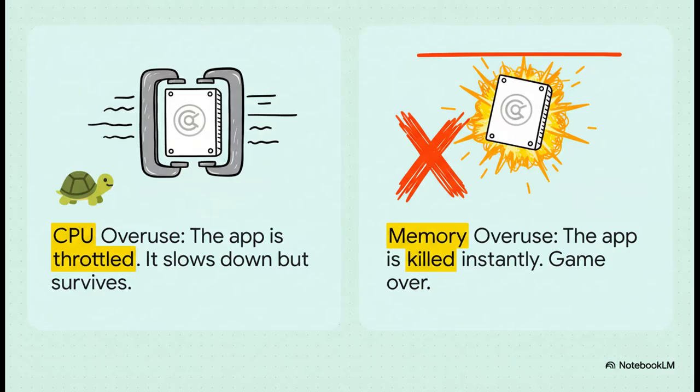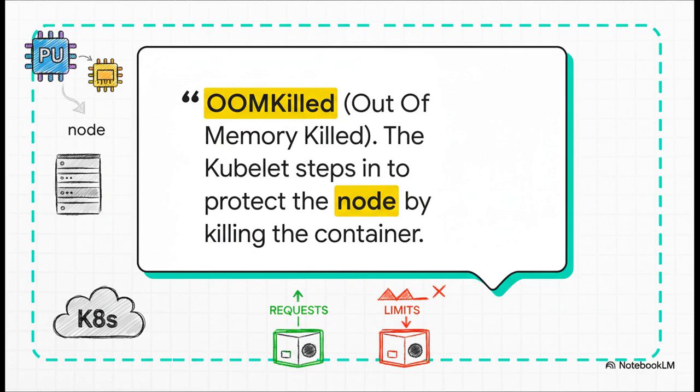So if your app tries to use more CPU than its limit, Kubernetes throttles it. It basically puts on the brakes, slowing your app down, but keeping it alive. It survives. Memory, though, memory's a whole different story. If your application tries to use even one single byte more memory than its limit, it's killed. Instantly. No warning, game over. And this brutal event has a name you've probably seen in your nightmares. OOM killed. It stands for out of memory killed. The kubelet sees the memory violation and immediately steps in to protect the stability of the entire server by killing the offending app. And that is the real culprit behind so many of those mysterious production crashes.